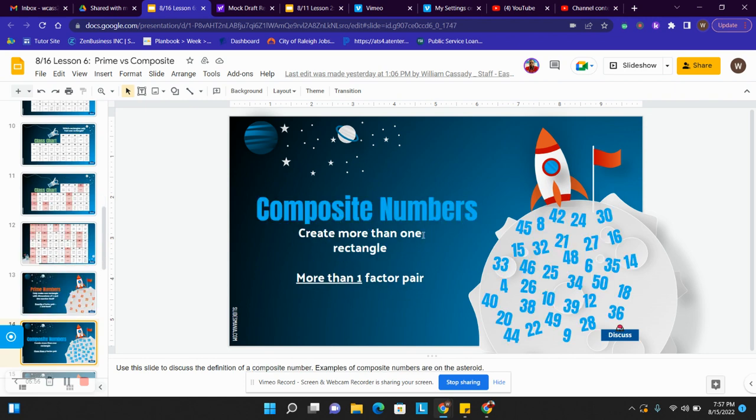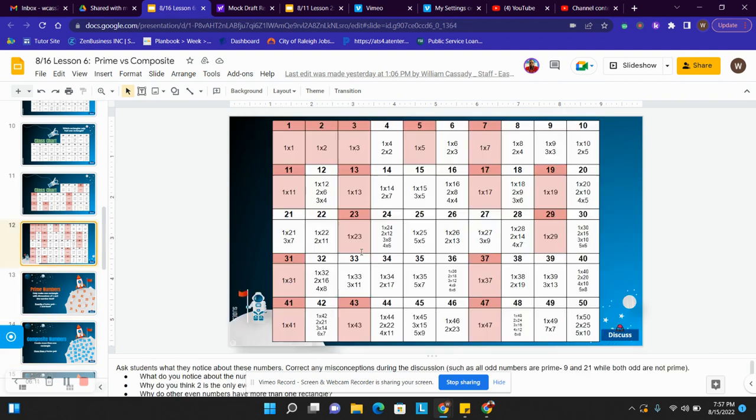Composite numbers create more than one rectangle. So composite has multiple syllables, so it can be two or more ways. It has three or more factors, because if we go back and look at 4, you have the factors of 1 and 4, and you have 2 twice. So that's really 3 factors, but it has 2 pairs or better. Then we go down and we look at 36. 36 has 5. 30 has 4. So those are composite.